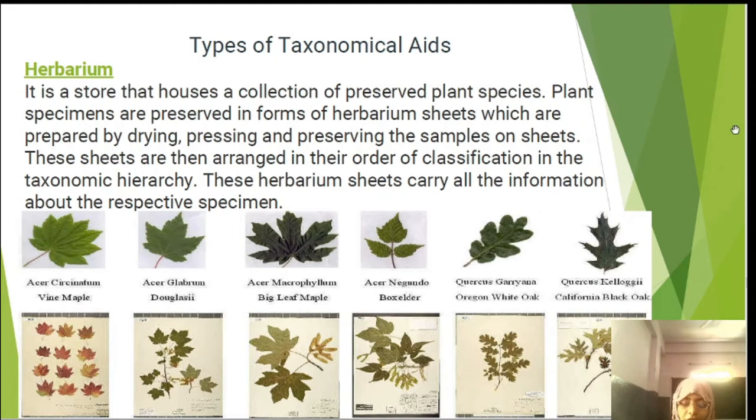After removing the moisture, these plants are placed on the white sheet, which is 29 by 43 in size. After placing the plant, you will write about it at the bottom right-hand side of the sheet: its name, its biological name, family, where you collected it from, its locality or habitat, and the date of collection. So these herbarium sheets carry all the information about the respective specimen. That's what I told you.